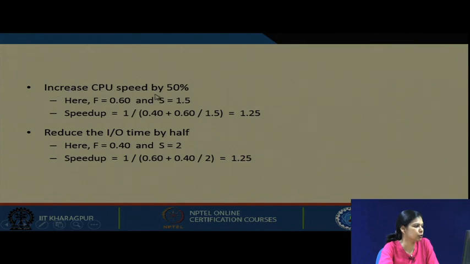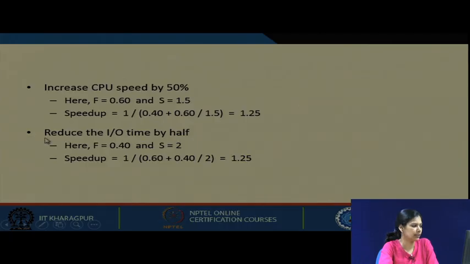Firstly, increase CPU speed by 50%. So, here f clearly is 60%, 0.60, and S will be 1.5, because we are increasing speed by 50% more, 1 plus 0.5. So, it is 1.5, and so overall speedup will be how much? 1 divided by (1 minus f, that is 0.40, plus 0.60 divided by 1.5, that is f divided by the speedup), we are getting 1.25.